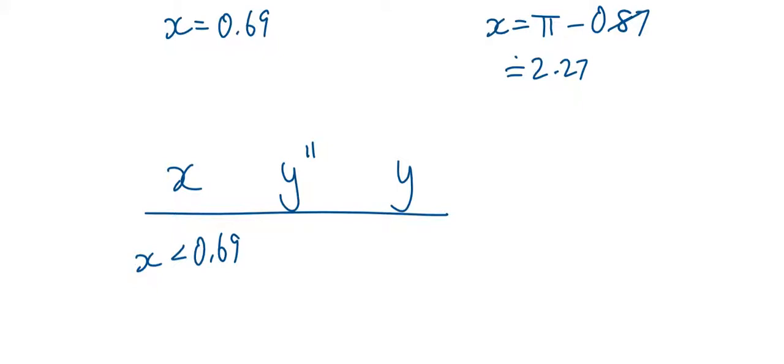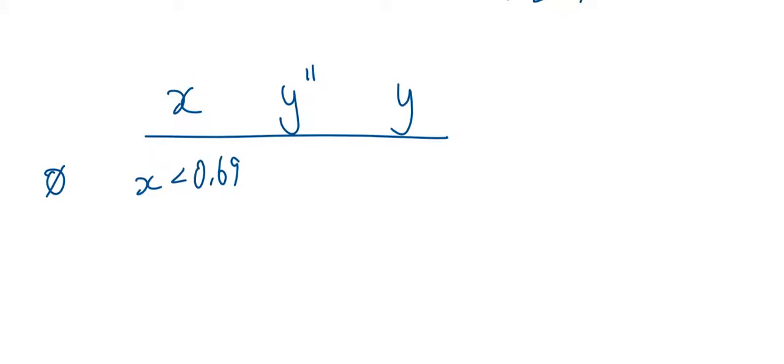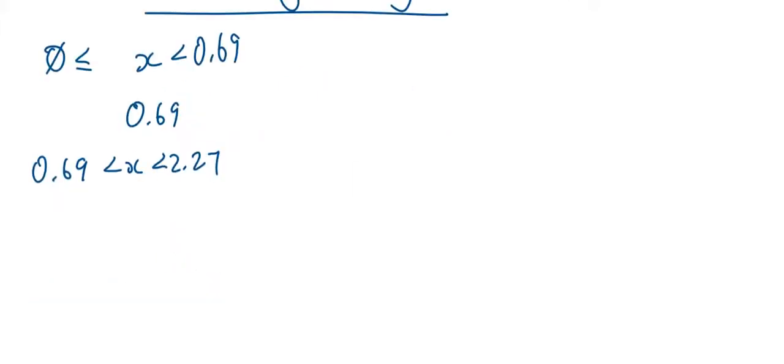The next place where it changes. If I chose negative 10 to represent this interval, who knows how many times the graph has changed before it gets to negative 10. So you can't just do less than. Daniel's right, we need 0, and I'm actually going to include that point: 0 less than or equal to x, less than 0.69. Then 0.69 less than x, less than 2.27. Then 2.27 less than x, less than or equal to pi.